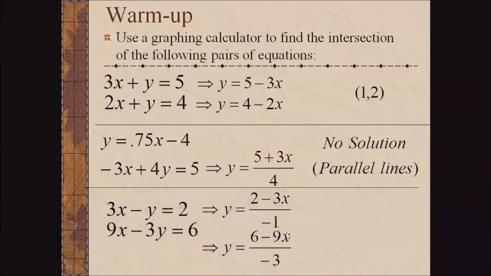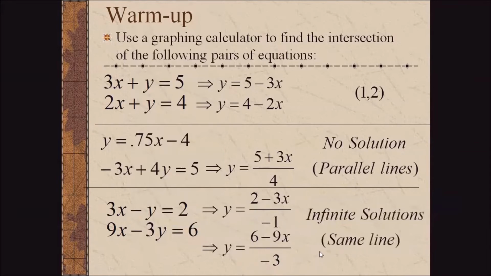I can reduce the fraction (6 minus 9x) over -3 by dividing top and bottom by 3, and it gets me right back to (2 minus 3x) all divided by -1. Since these are both the same line, we'll say there are infinite solutions. Now, this does not mean that all xy pairs will solve this. Only the xy pairs along that one thin line will solve both equations simultaneously.